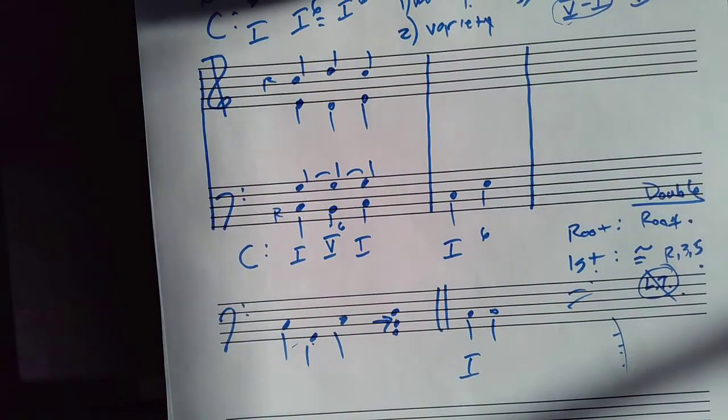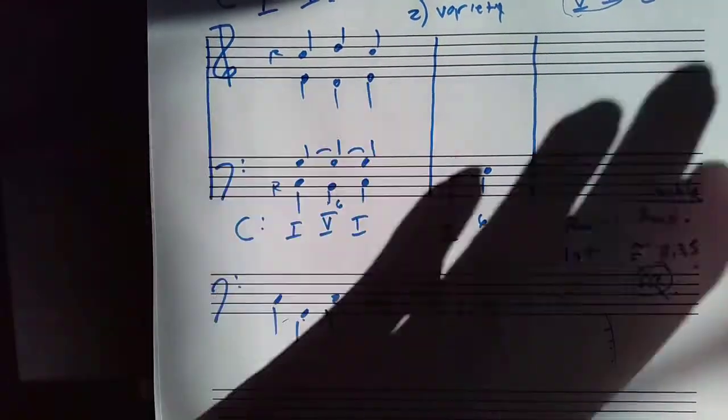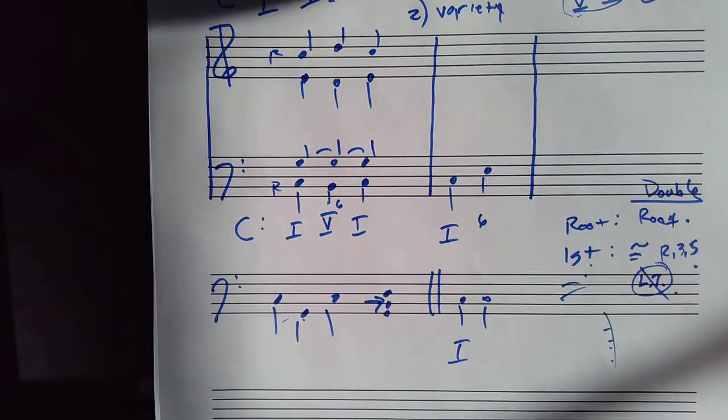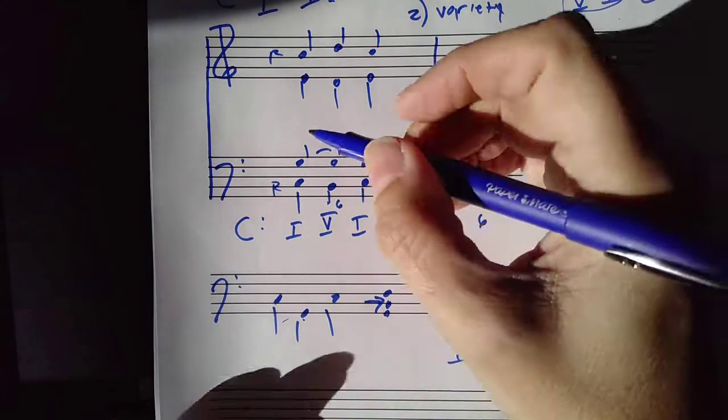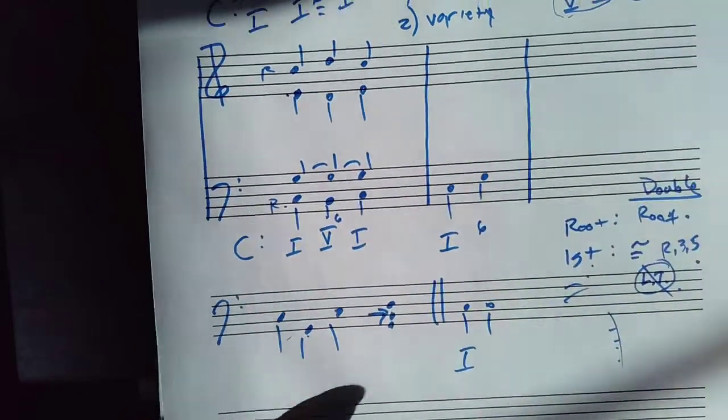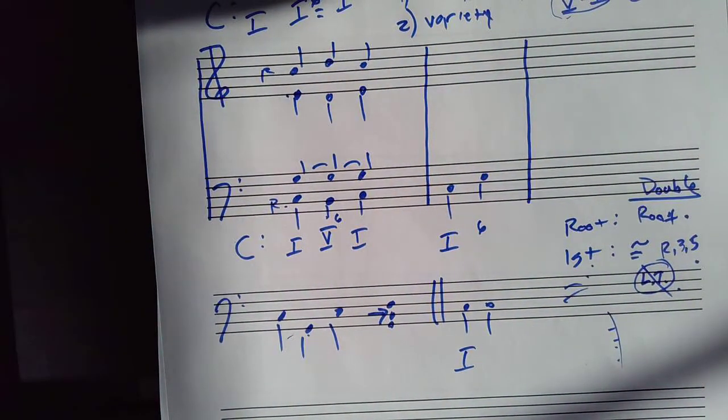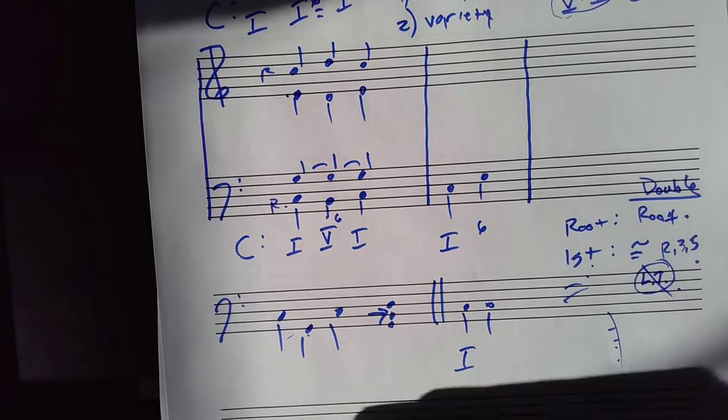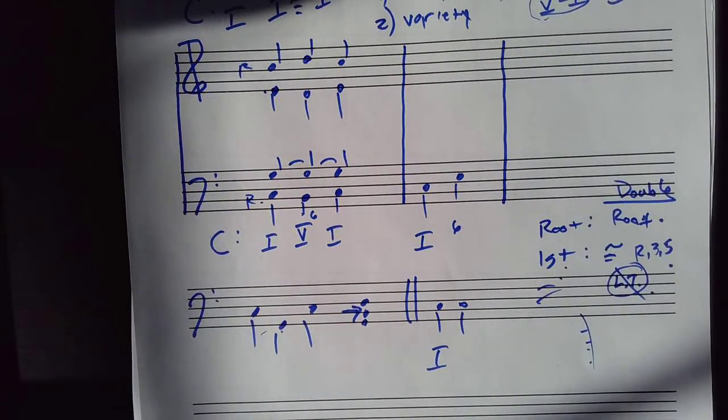Okay. Remember, the problem with parallels is parallel octaves and parallel fifths. If you look at the tenor and the bass here, that's parallel tenths. That's great. We just don't want parallel fifths or parallel octaves because that destroys the independence of the voices. So let's listen to this.